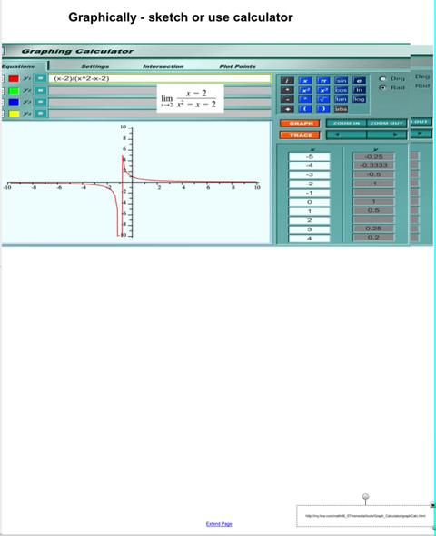Now, this is the same problem I did before. And in this case, I'm putting it in a calculator. And you can see when I put into the calculator x minus 2 divided by x squared minus x minus 2, then I get some interesting answers.